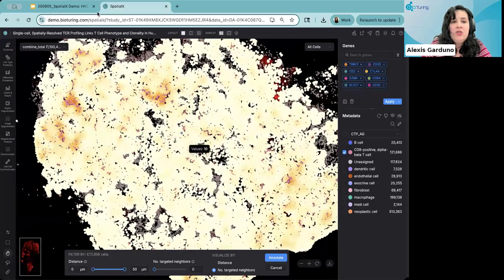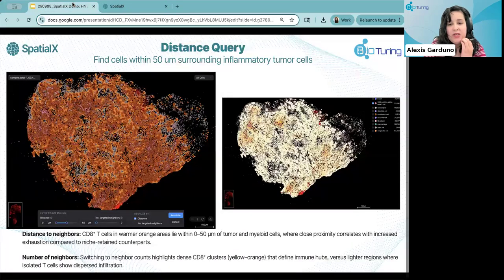So if I switch into this image here, what this is really trying to show is how these neighbor counts highlight the density of these CD8 clusters within the actual sample. This is where I'm looking at this yellow-orange enrichment hub, and I'm trying to see how these specific hubs are located with other immune cells and these other lighter regions that are not really showing this dispersed infiltration.